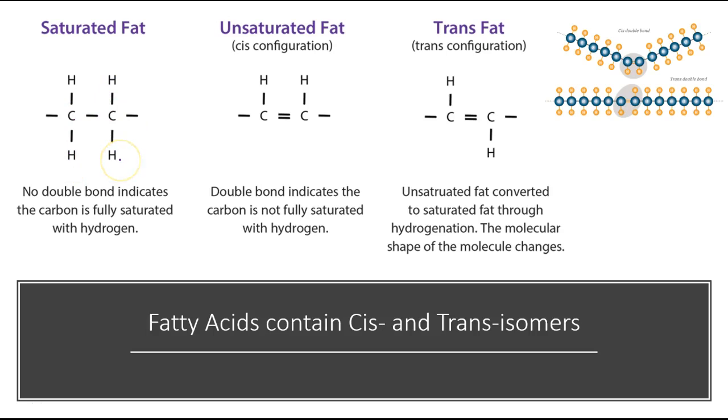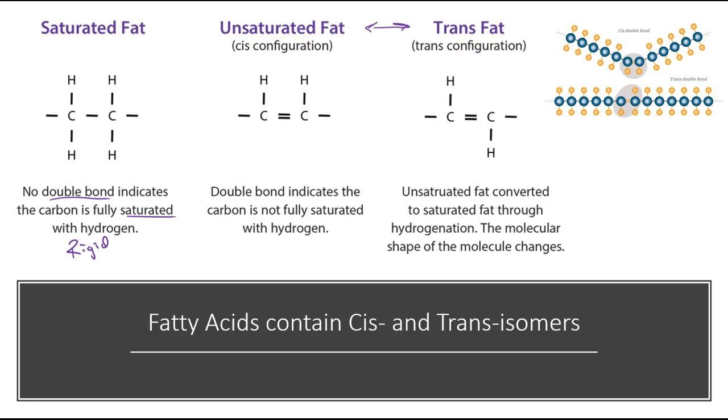So there are no double bonds, and so it is completely saturated and it remains rigid. Okay? In an unsaturated fat, you can have two choices. You either have a trans configuration or you have a cis configuration.